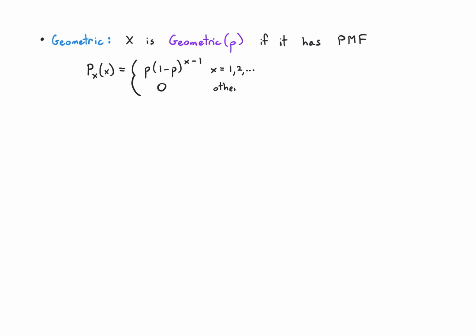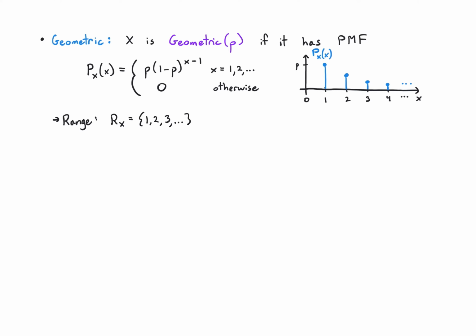Okay, the next random variable we're going to introduce is geometric. So X is geometric P if it has a PMF that looks like the following. It's basically a geometric series, and it's decaying like this. So you start with P, and then you multiply by 1 minus P to the X minus 1. And X takes values in 1, 2, 3, 4, 5, and so on. So the PMF looks like this decaying series, right? So here I start at P, and I just keep going down, multiplying by 1 minus P each time. The range just from this is going to be 1, 2, 3, and so on.